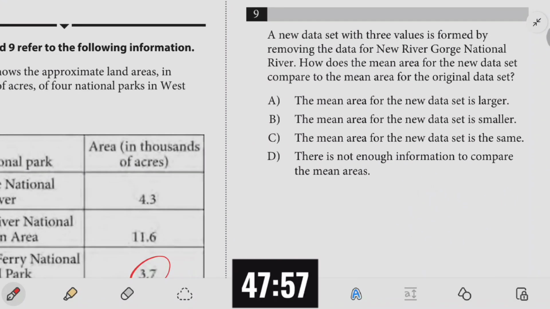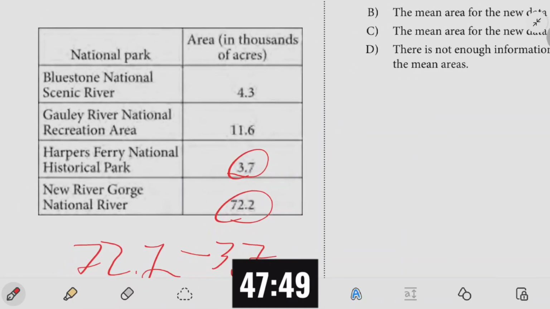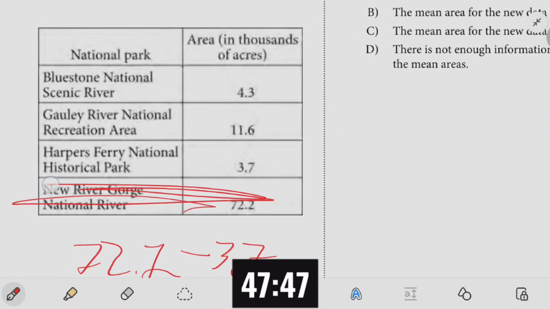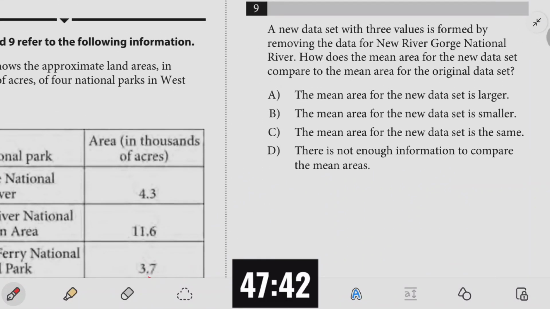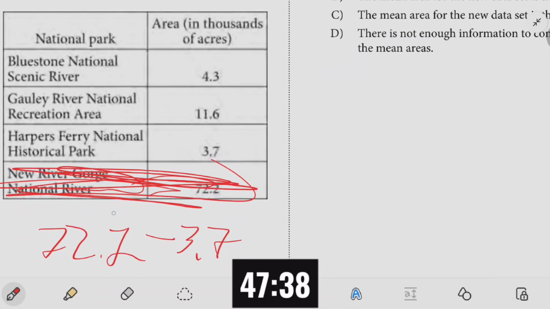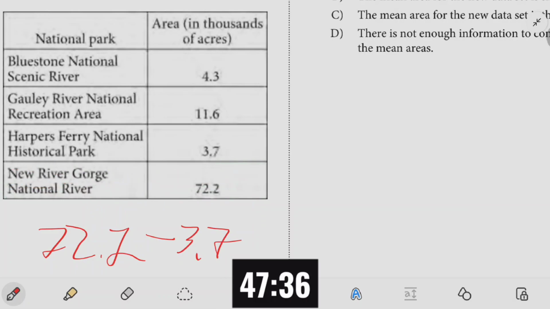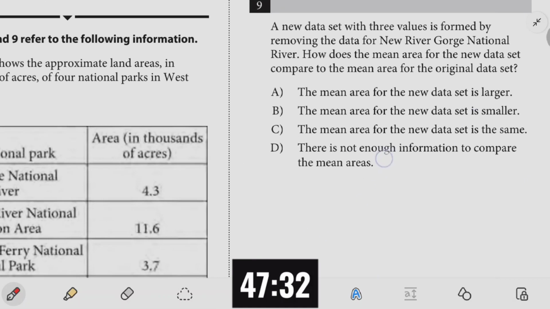A new data set with 3 values is formed by removing the data for New River Gorge National River. Okay, where's that? You're gone. What is the mean area of the new data set compared to the mean of the original? Okay, nope, you're back. I need to find out what your mean is.